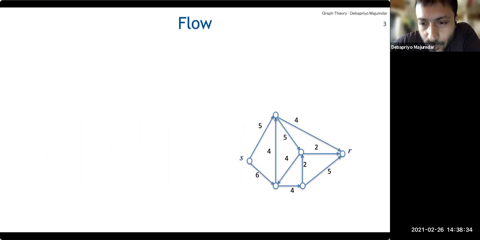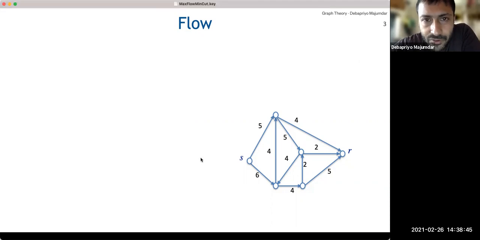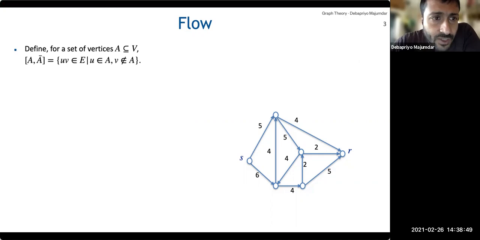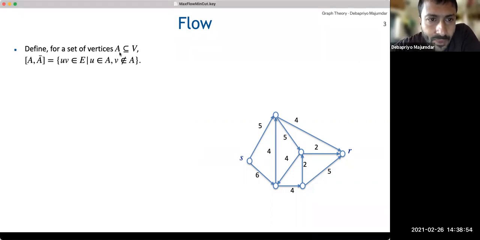All right. So now what is a flow? We are already talking about things flowing from the source to the sink, but we need to mathematically and rigorously define what we mean by a flow. So to do that, firstly, for any set of vertices A, okay, this should not really be subset equal to, it should be a strict subset. Just think of this as a strict subset A subset of B.